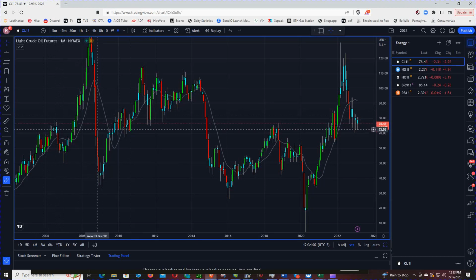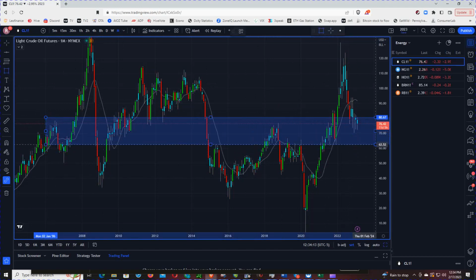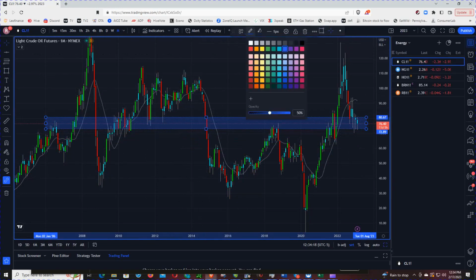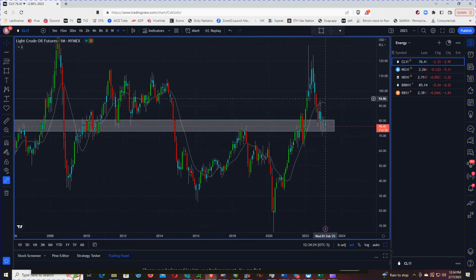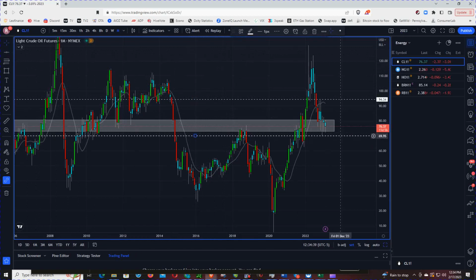We have resistance, support, support, resistance, support. So price likes this $75 level. Most recent highs, again this is a monthly chart, we'll say 94. And on the downside, we're going to say 70.